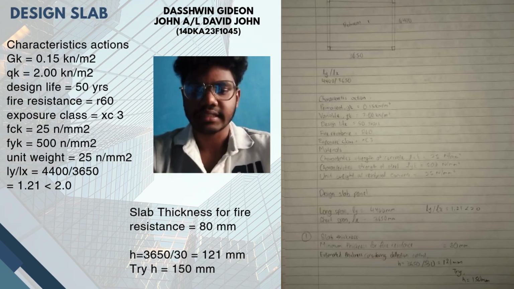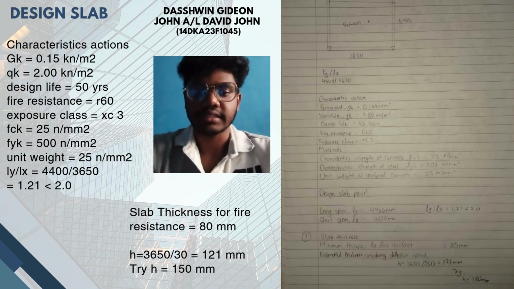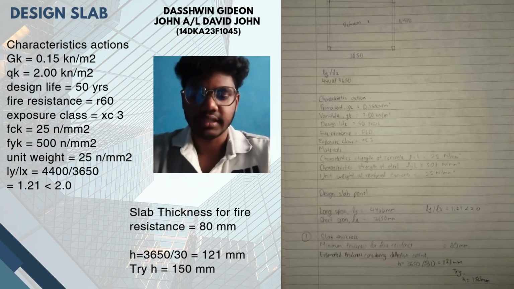So the characteristic action for this design slab is permanent, which is GK, the value is 0.15 kilonewton, variable, which is QK, 2 kilonewton, design life is 50 years, fire resistance, which is R60, exposure class is XC3. Materials, we use characteristic strengths of concrete, which is FCK 25, the FYK, which is characteristic strength of steel, is 500, unit weight of reinforced concrete is 25 kilonewton.